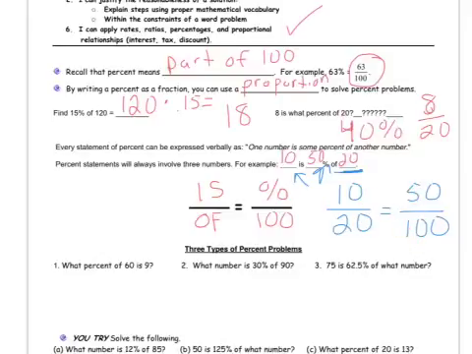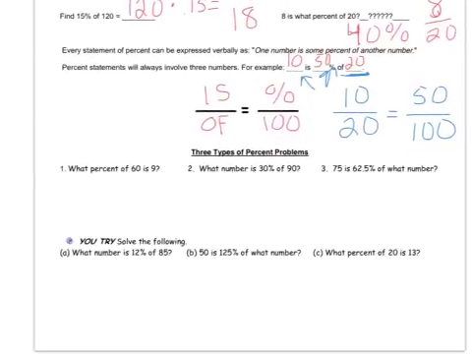Okay, so let's scroll down a little bit and let's go through a couple of examples. So there's three different things. We are always probably going to be asked for either what percent, what number is, or what number of. So it could always ask us for the percent, the is, or the of. Okay, and identifying that's pretty important.